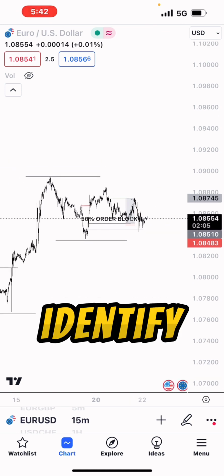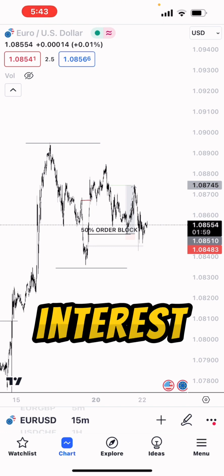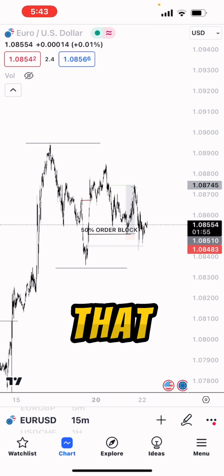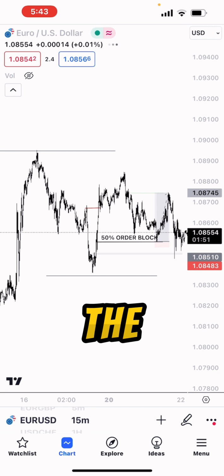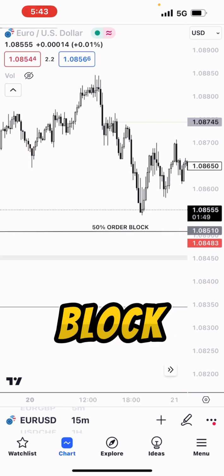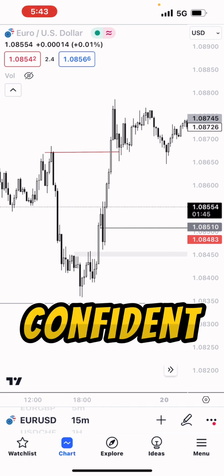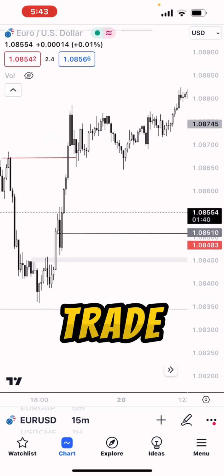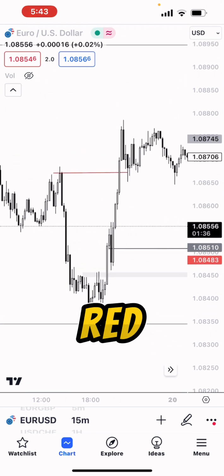Step number 1, identify market structure. Step number 2, look for your POI. POI stands for point of interest, areas that we're interested in taking trades in. And then after you do that, you enter a trade at that area. You can either enter the gap or the order block that you're confident in, or the entry that you're confident in. Or if you're not confident, you can wait till the price comes to the areas that you want to trade off of, and you can actually wait for a break of structure, kind of like this red line right here.